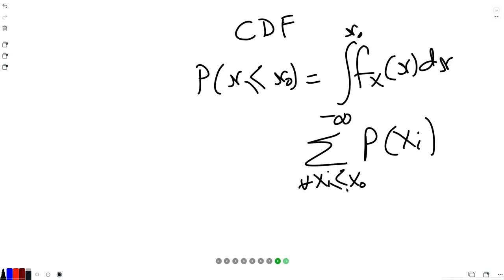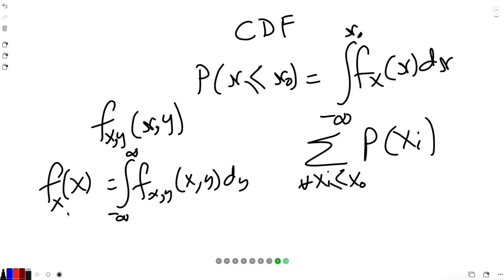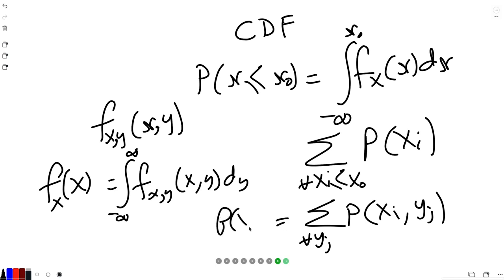In case of joint probability of x and y, for the probability density function of x and y, we can find the distribution of x by averaging over all values of y. It is the integration from minus infinity to infinity of fxy(x,y) dy. This gives you fx(x). The same can be done for y: fy(y) equals the integration of fxy(x,y) with dx. It is also the same for the probability mass function. If we have a probability mass function for xi and yj, and we take the summation over all yj, this gives you the probability of xi.